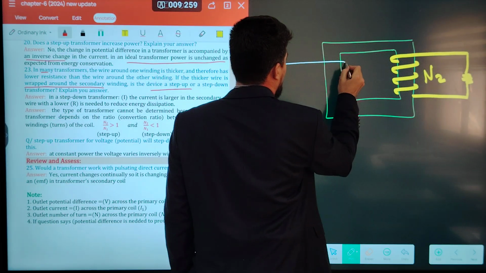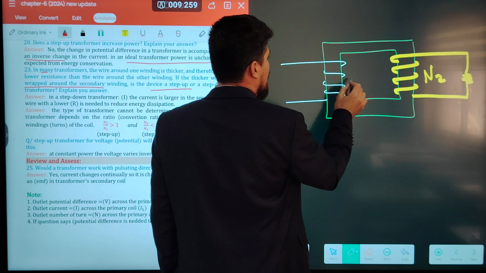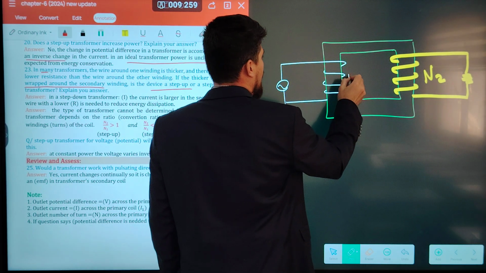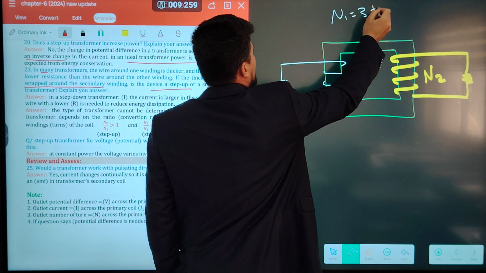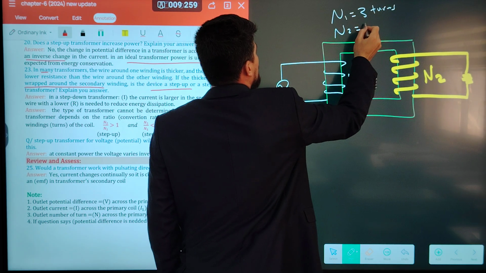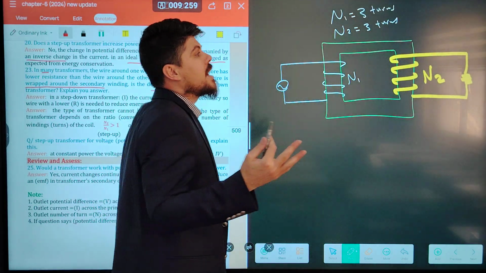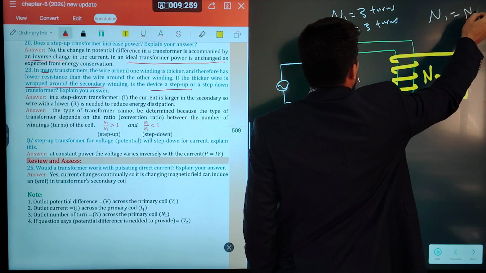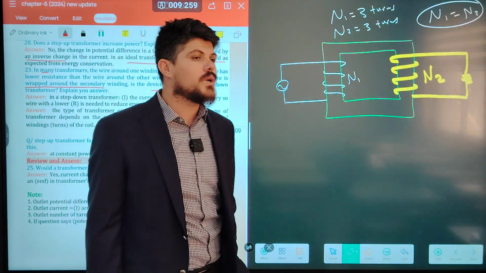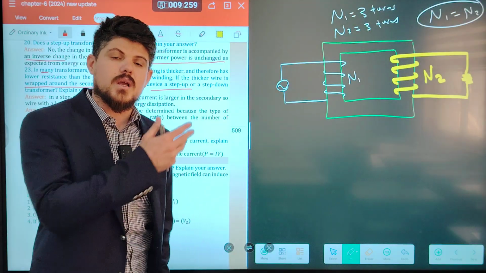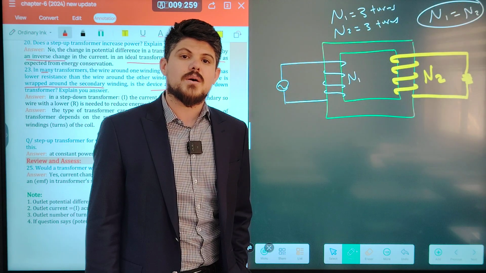Look. N1. Guys, which one is bigger number of turns? N1, 3 turns. N2, 3 turns. Which one is bigger? Neither. They are the same. N1 is equal to N2? Yes. So by the thickness and the thinness of the wire, it doesn't matter which wind is thicker and which wind is thinner, based on this book. It doesn't matter how thick and thin the wire is around the transformer.